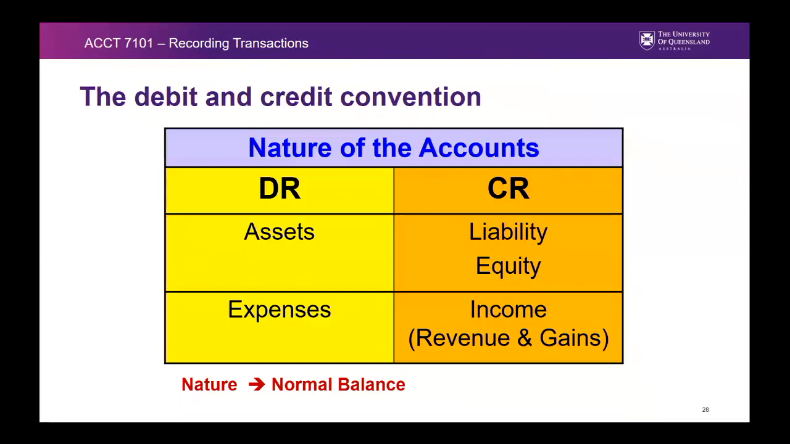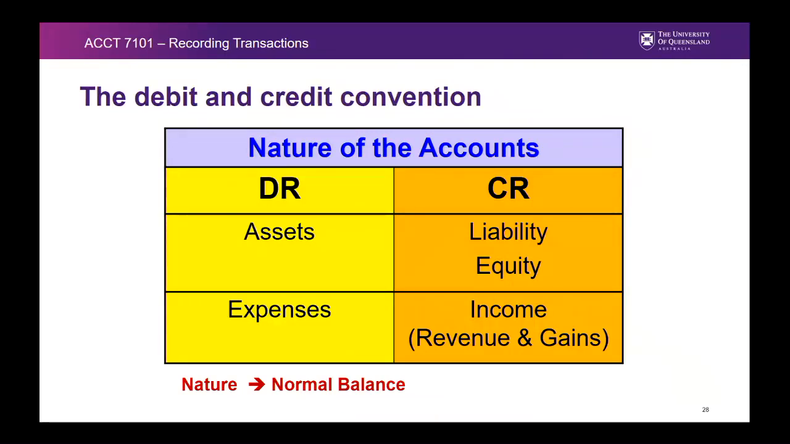Okay, let's look now at the nature of the accounts. Again, this is by convention, where we think of our accounts as having a natural or normal debit balance or natural or normal credit balance. So each account will have a debit balance or a credit balance generally. And so we've got assets and expenses are debits, and liability, equity, income, revenue and gains are credits. So where we increase one of those accounts, we'll debit an asset and an expense, and where we increase our liabilities, our equity and income, we'll credit that transaction.